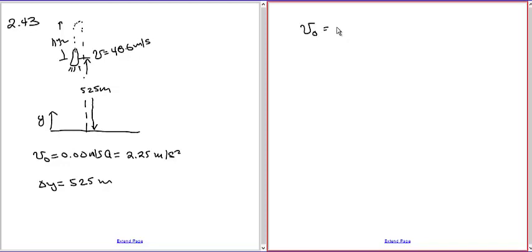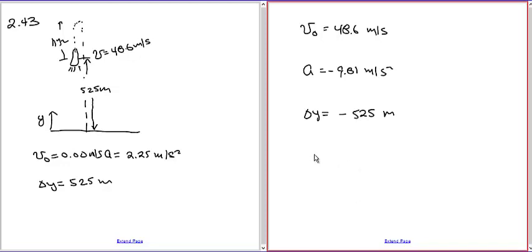So, yeah, 6.5 does the other. So I'm going to say V0 is 48.6 meters per second. We know the acceleration is still negative 9.8. The rockets have quit. And the delta y from this point here, not from the top, is negative 525 meters.